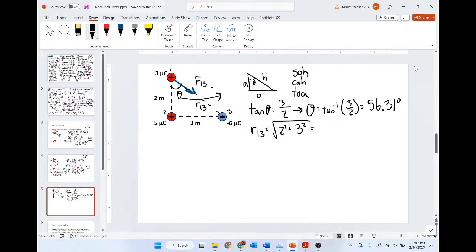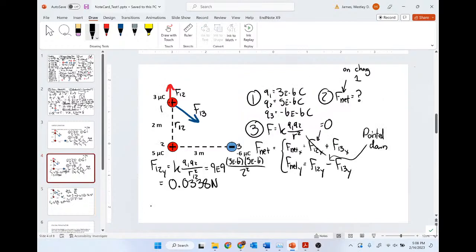All right, so that equals 3.61. Great. So now that I have all this, if I want to get the force of 1,3, that's going to be K Q1 Q3 over R13 squared, which equals 9E9 times 3e to the minus 6 times 6.